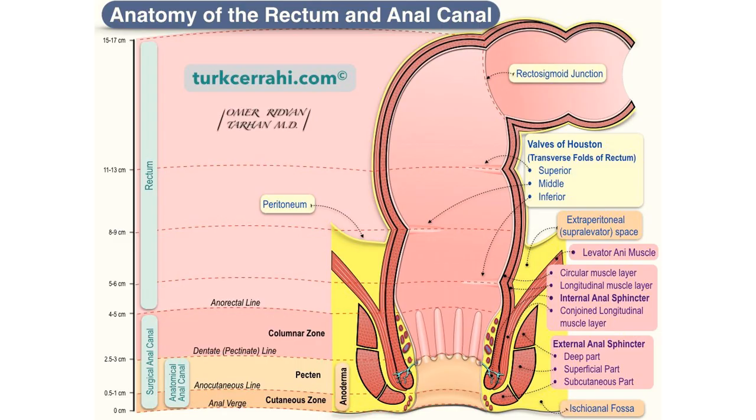This picture is very nice and explains everything about our lecture. You can see the transverse rectal folds, middle and inferior. You can see the anal columns, anal valves, internal anal sphincter and external anal sphincter, and the ischioanal fossa down there, very clear.